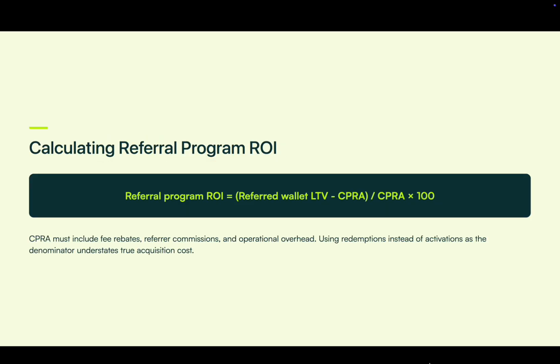The next step is connecting acquisition cost to user value. The referral program ROI formula is (referred wallet LTV minus CPRA) divided by CPRA, multiplied by 100. But the quality of this calculation depends on how you define CPRA. Your program cost should include fee rebates, referrer commissions, and relevant operational overhead. And importantly, the denominator should be activated referred wallets, not referral code redemptions. A redemption tells you that someone used a code. An activation tells you that the referred wallet completed the behavior you defined as valuable. Those are very different signals.